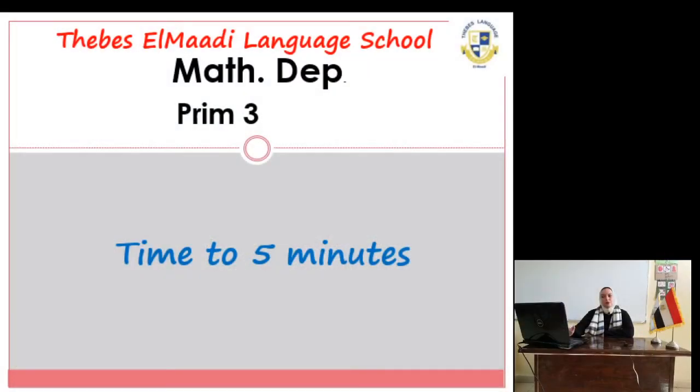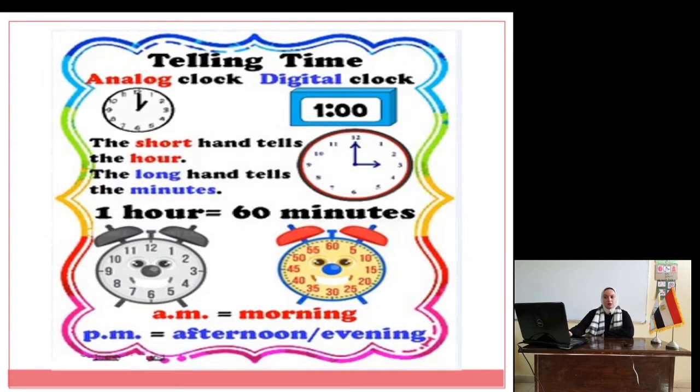Hello my dear students, today we are going to take chapter 3, lesson 26 and 27, time to 5 minutes. Okay, here we are going to take how to tell time. We have two types of clock. The first type is the analog clock, like the picture on the left, and the second type is the digital clock, like the picture on the right.